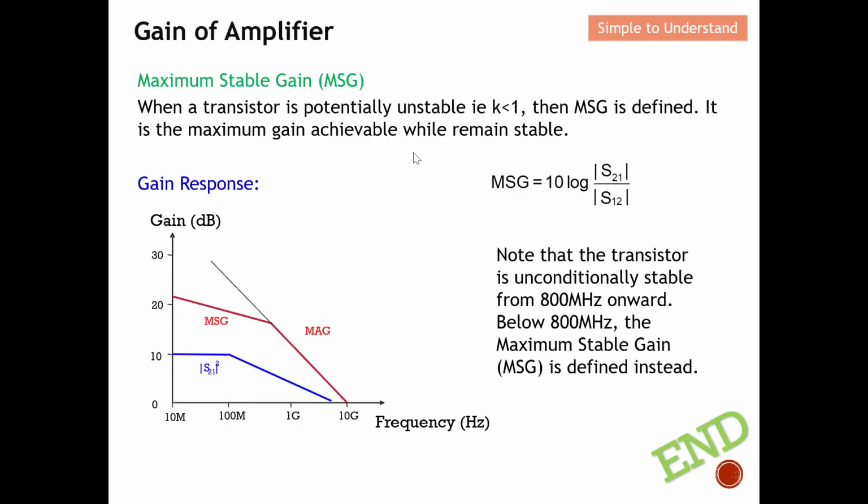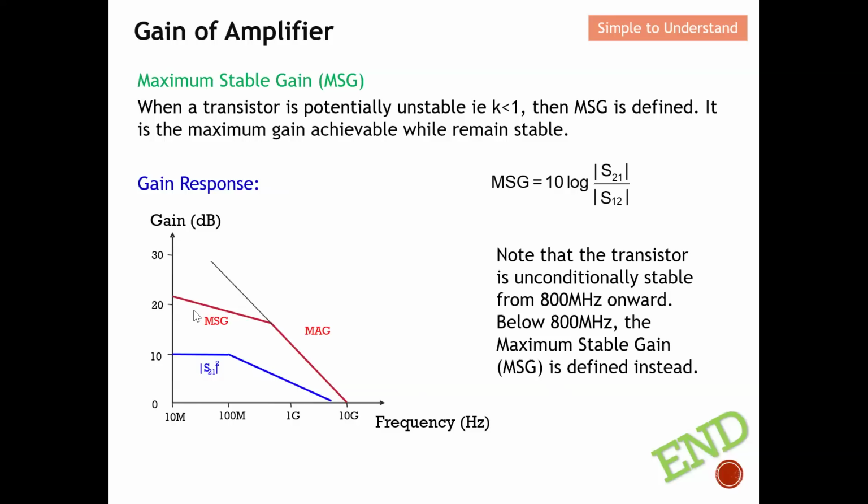Let's take a look at this graph here. You can see that this is the maximum stable gain, and this is what we call the maximum available gain. So what's the key difference between these two? We note that the transistor is unconditionally stable from 800 megahertz onward, which means the transistor that we design will always be unconditionally stable. However, below this 800 megahertz here, the maximum stable gain is defined.